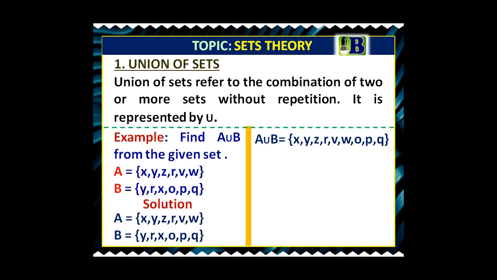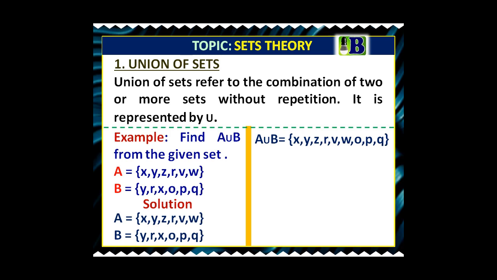So for set A, we are going to write everything pertaining to set A. Set A comprises S, Y, Z, arrow, V, W. So we'll put it this way. After moving from set A, we'll move to set B. Now, as we move to set B, pay close attention so that anything that has already been written before will not repeat itself.